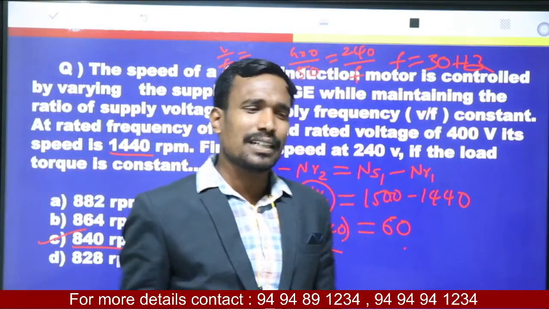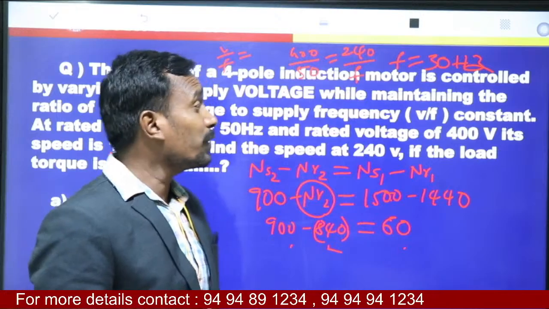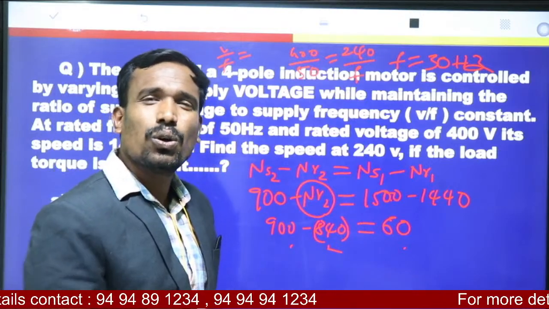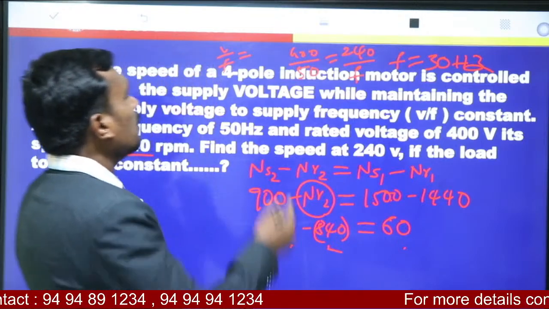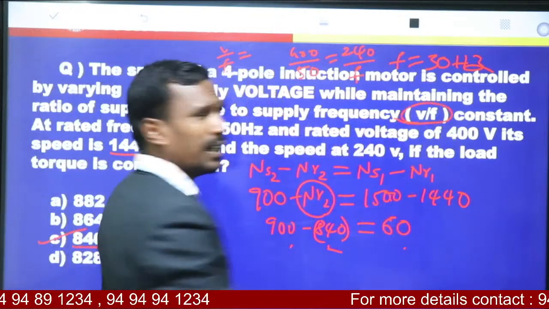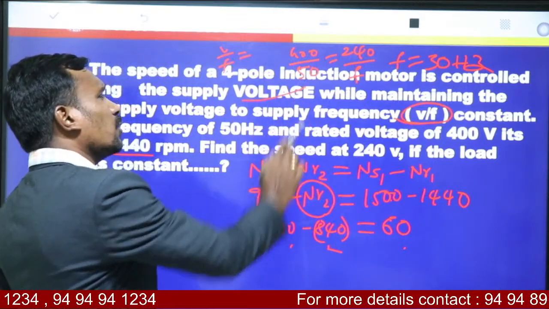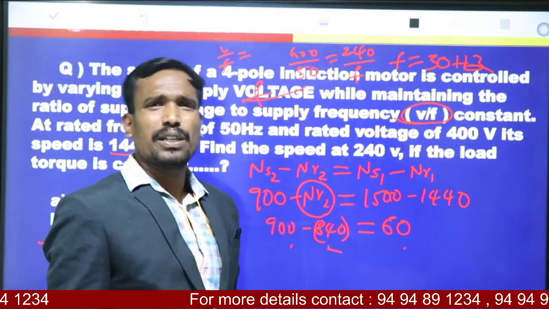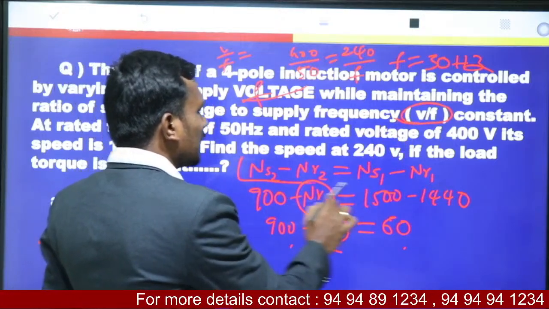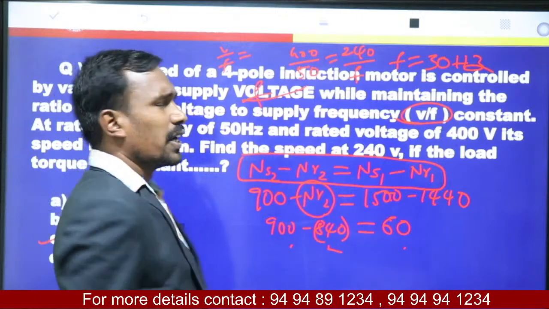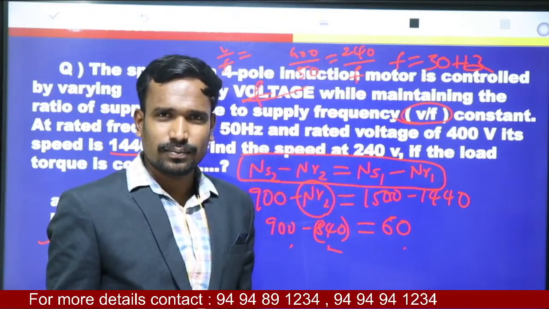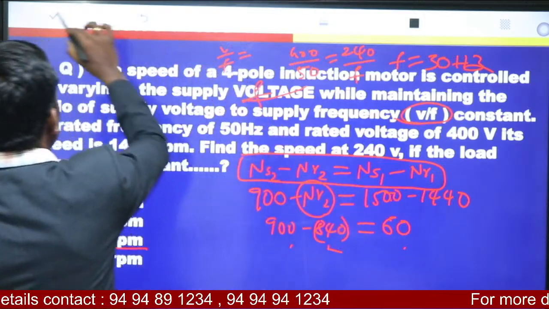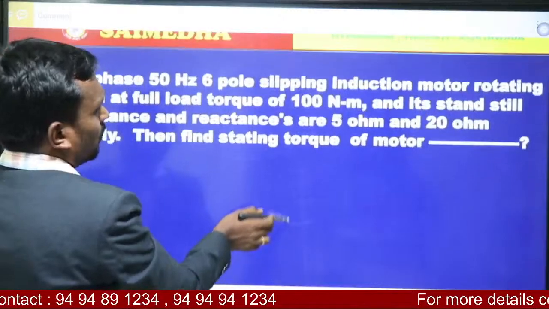Within seconds you can get the answer. Don't go for the lengthy procedure. Just use this trick. Slip speeds are constant when the V by F ratio is constant, whether it is the voltage control method or the frequency control method, whatever it may be. You have to remember this one. Okay, guys? Let's go for the next question.